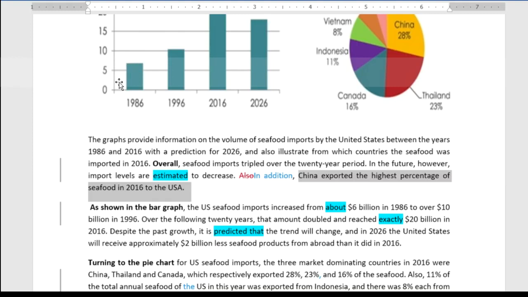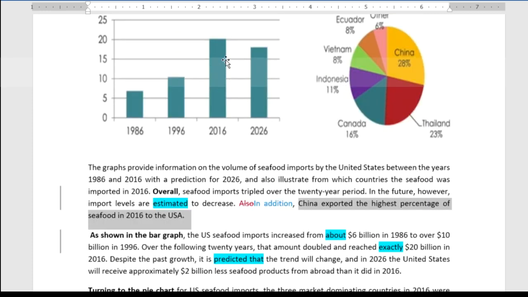Here we're using language of approximation, about 6 billion, because we're not exactly certain. It could be 6.1 billion for all we know. Here, exactly 20 billion. It's reporting this one here because it hits the line and we can see it's exactly 20 billion. So there's sort of a rule for IELTS. If it hits the line, we know exactly what it is. If it doesn't, we should use language of approximation.